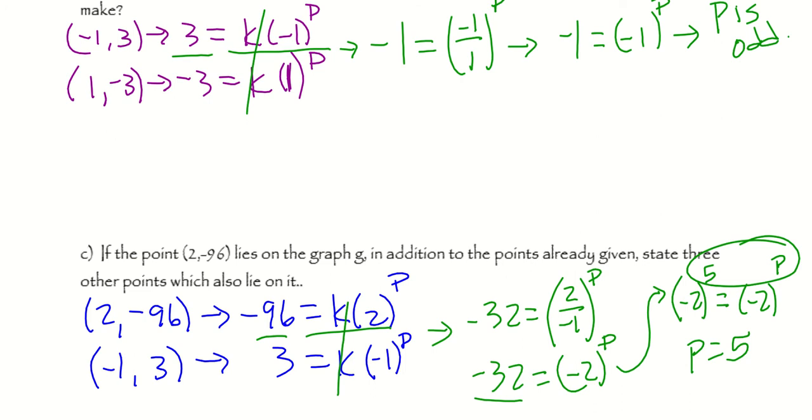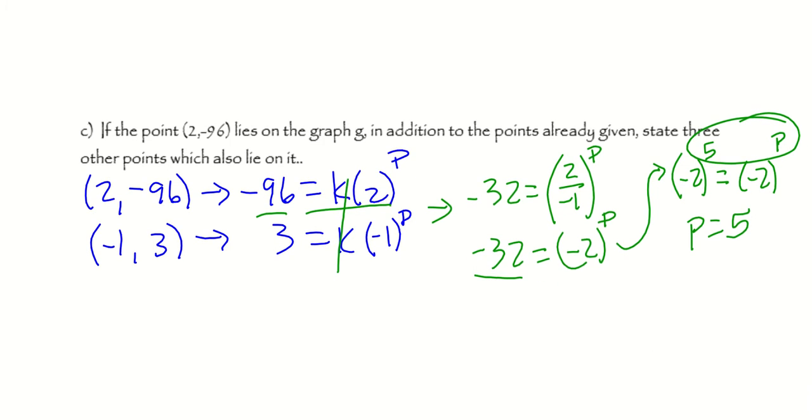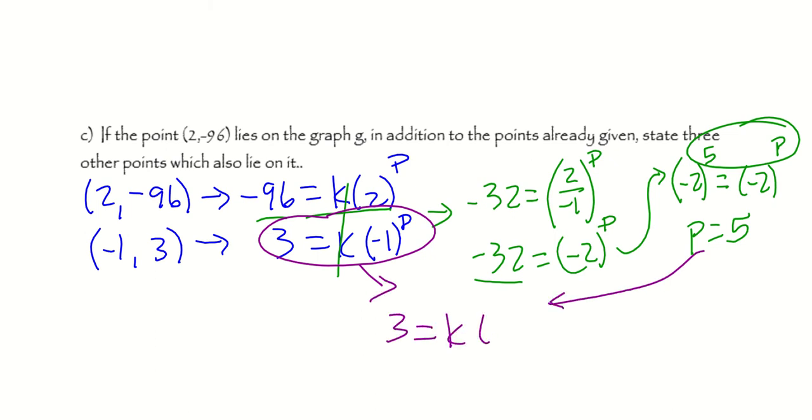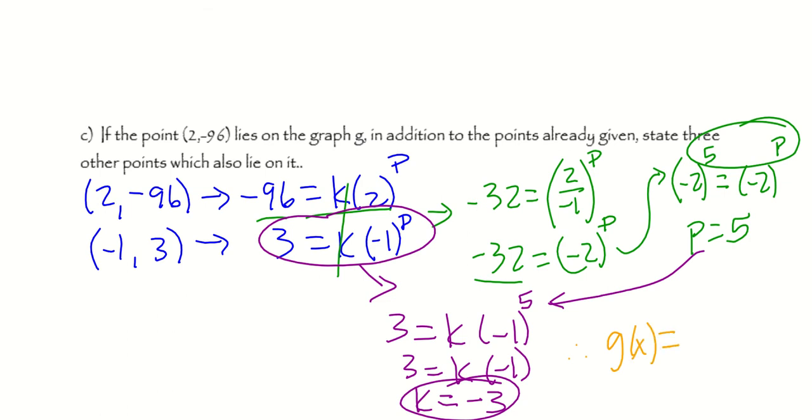So now we know what p is, and if we come back with one of our equations, let's take this equation along with our value of p and bring those together. Then we get 3 equals k times negative 1 to the 5th. Negative 1 to an odd power is going to be negative 1. Dividing, I get k equals negative 3. So now I know my equation. My equation, therefore, is that g of x equals negative 3 times x to the 5th.